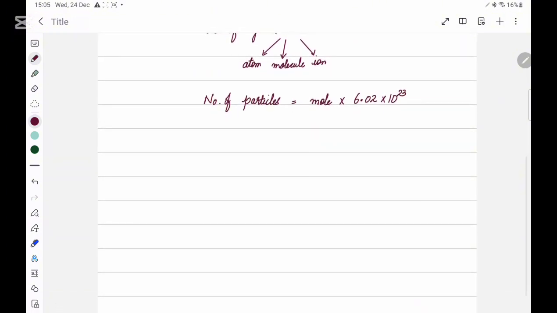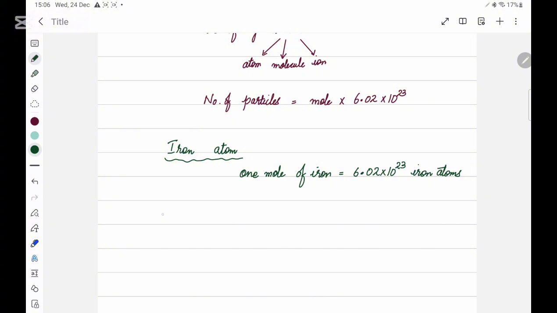For example, if we have an iron atom, then 1 mole of iron contains 6.02 times 10 raised to power 23 iron atoms, because it contains 1 mole.